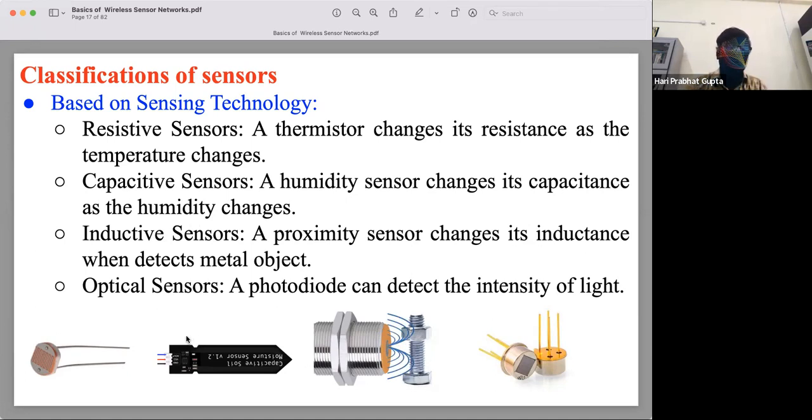Finally, the fourth category is the optical sensors. These use optical diodes or photons, and some light intensity goes on the photons, so they can detect. So these are the categories based on the sensing technology. Broadly, we can classify sensor technology into four categories: resistance-based, capacitor-based, induction, and optical sensors. Based on these categories, we can easily classify the sensor in a different way.